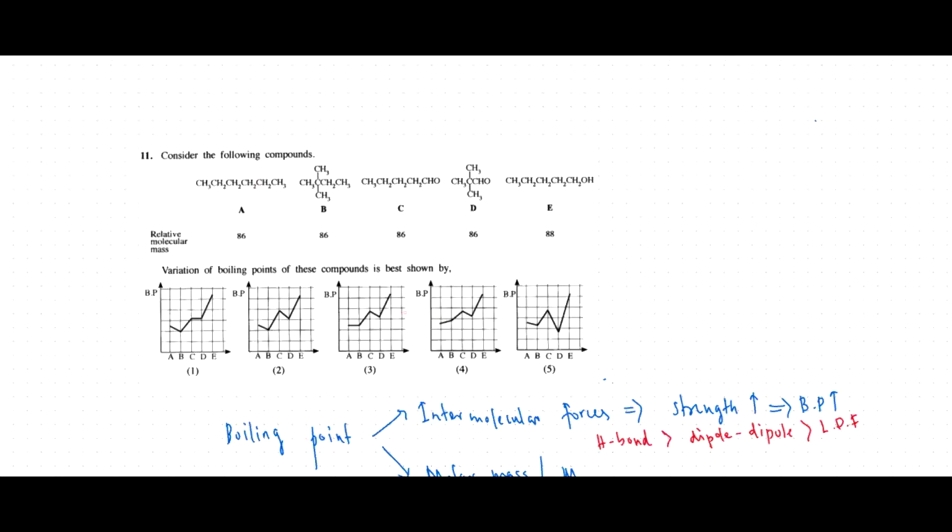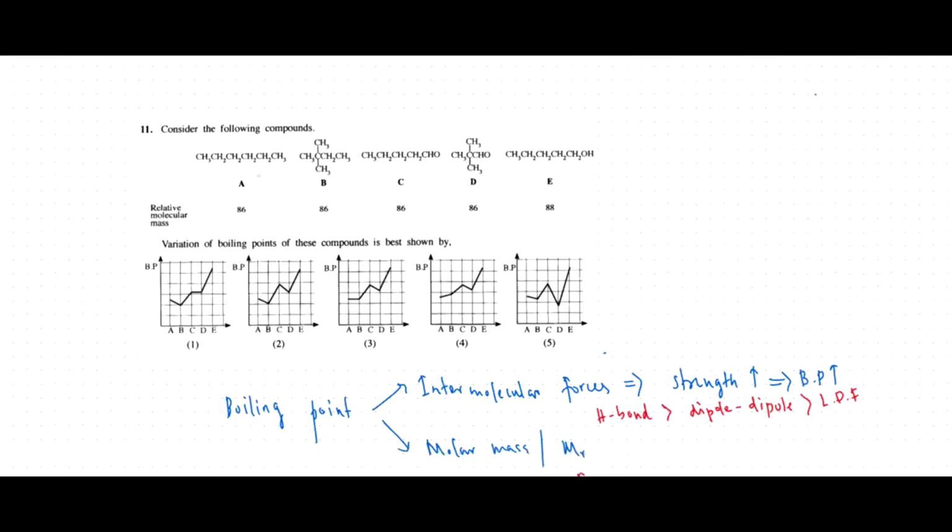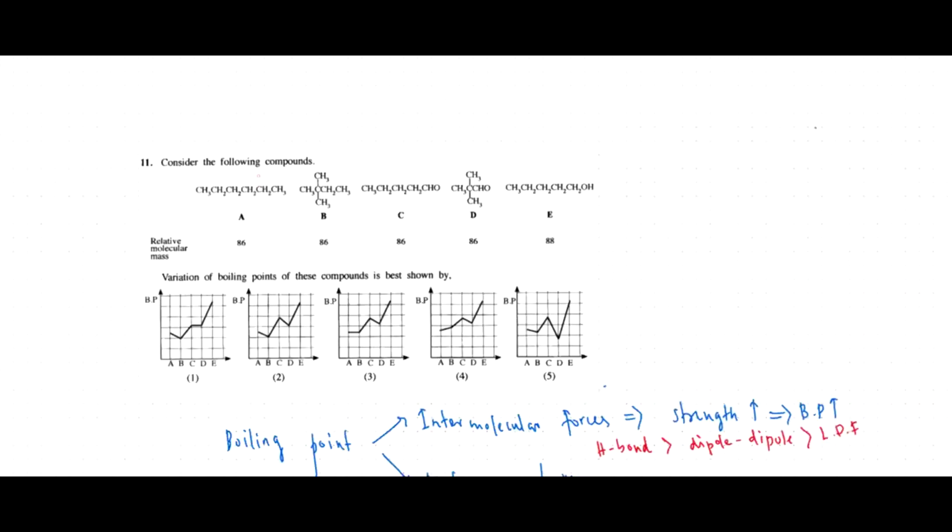So when you consider A and B, you can clearly see A and B are alkanes, and C and D are aldehydes because of the CHO group present in the molecule. And E is an alcohol, so you identify it by the OH group in the molecule, right?